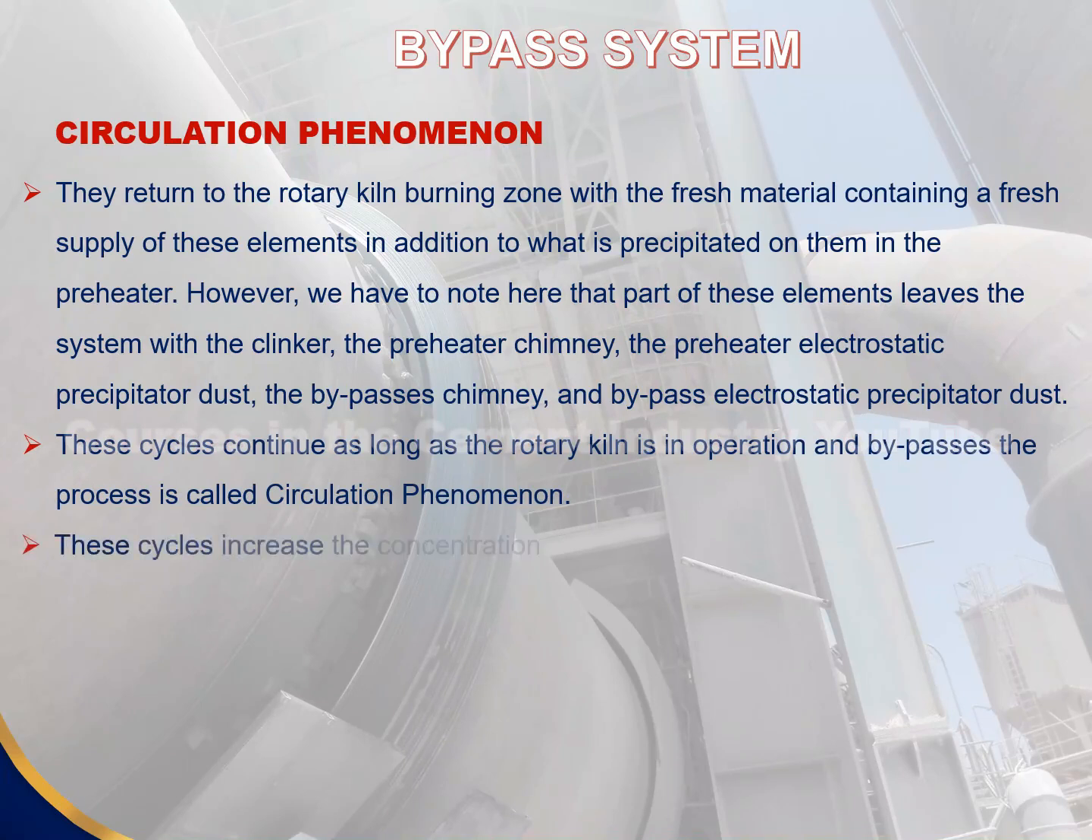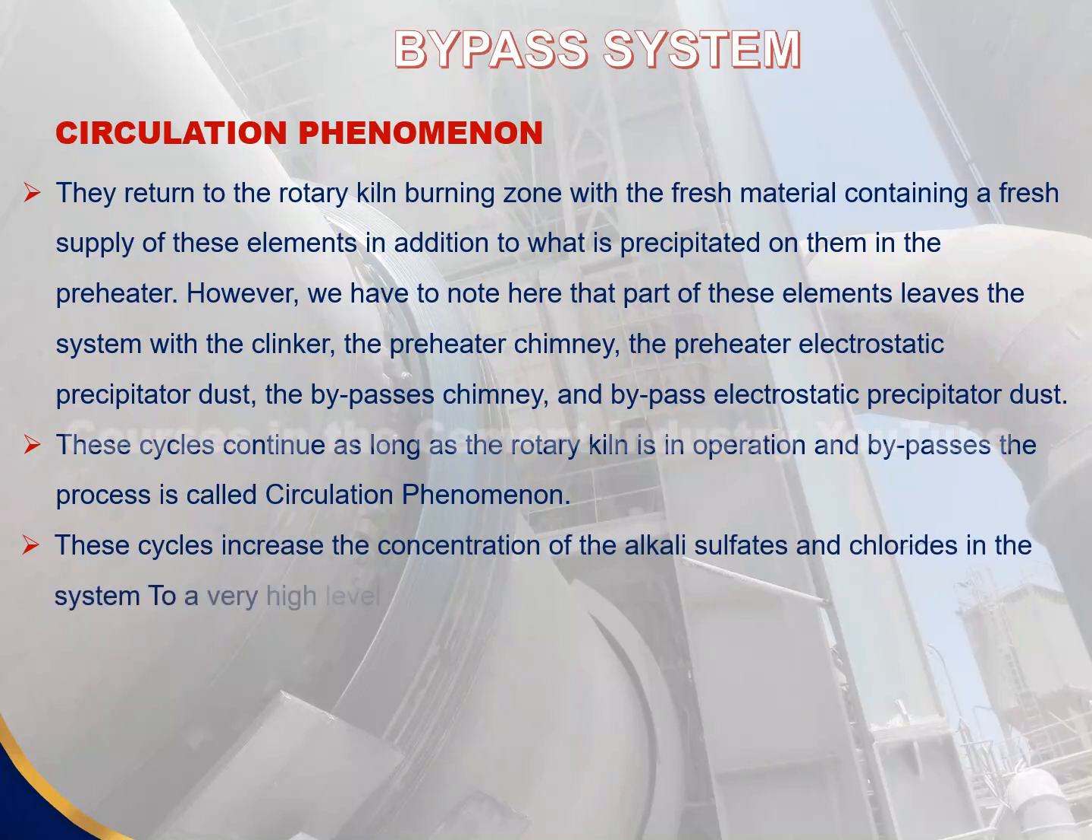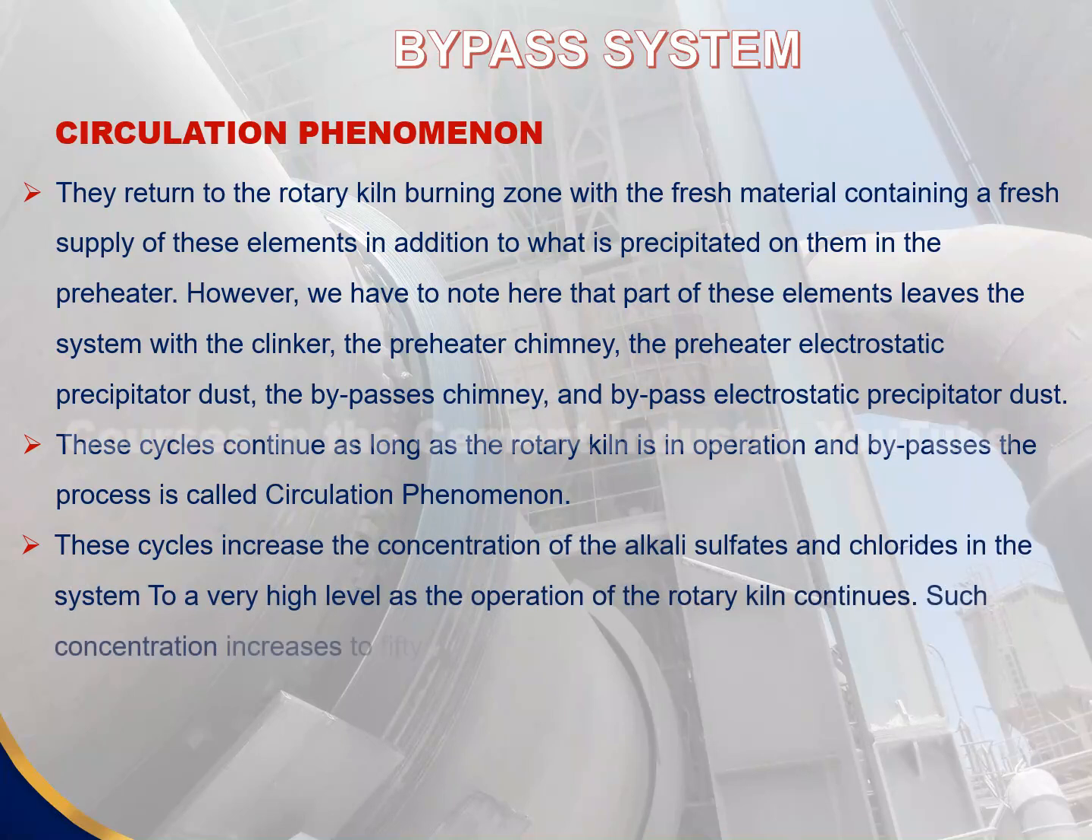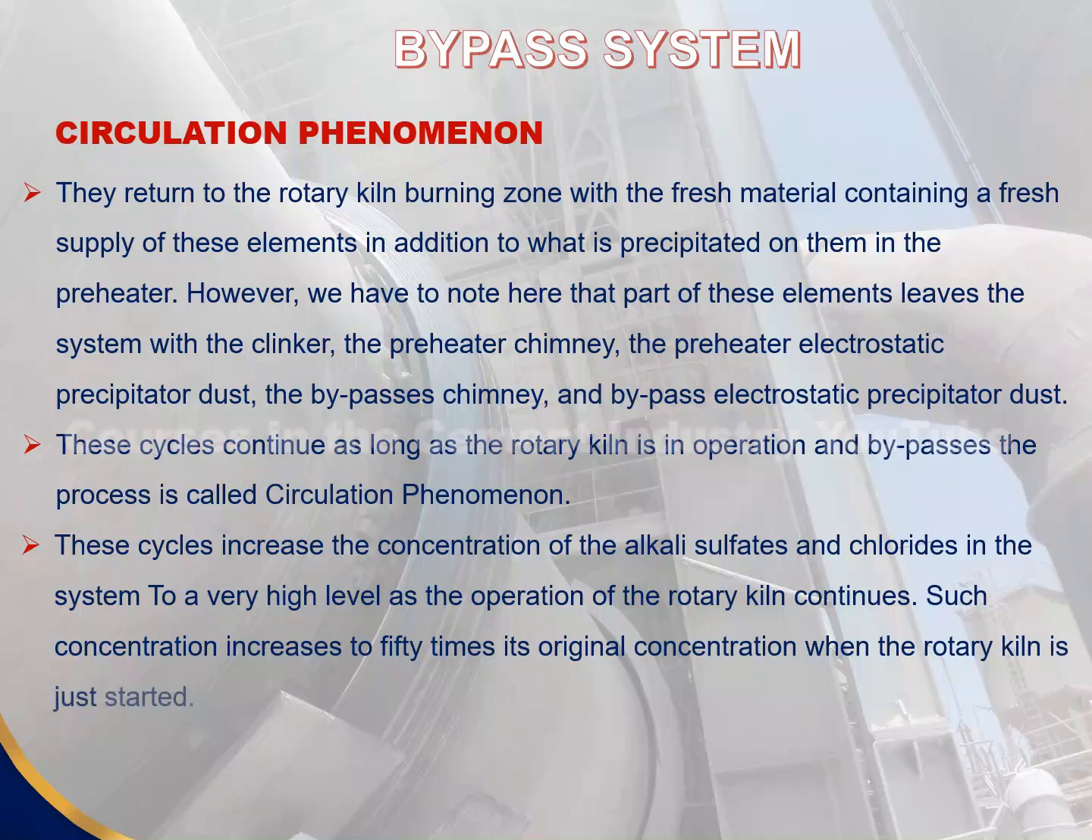These cycles increase the concentration of the alkali sulfates and chlorides in the system to a very high level as the operation of the rotary kiln continues. Such concentration increases to 50 times its original concentration when the rotary kiln is just started.